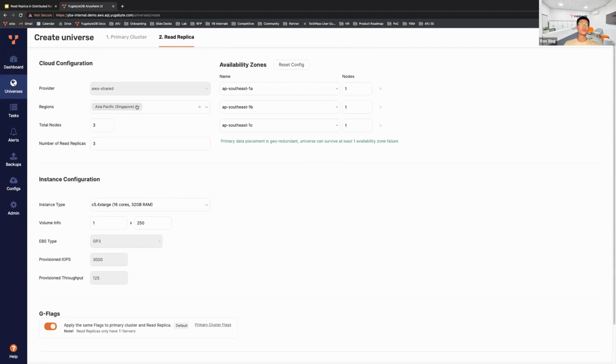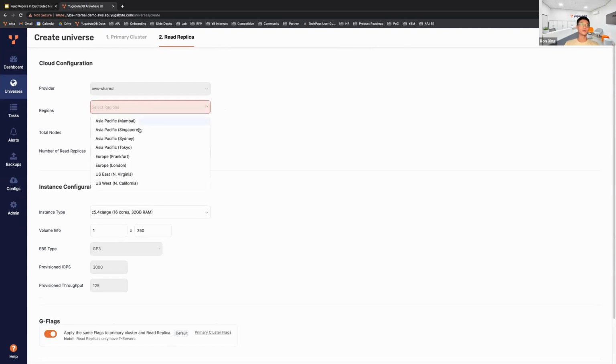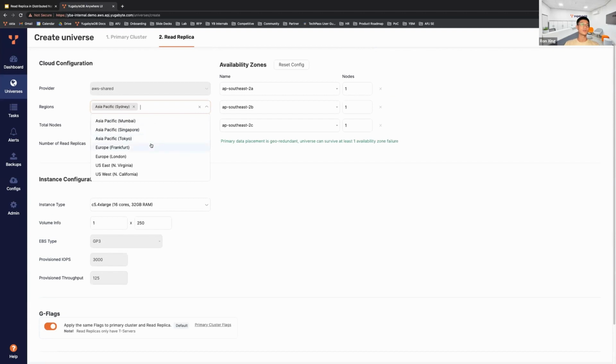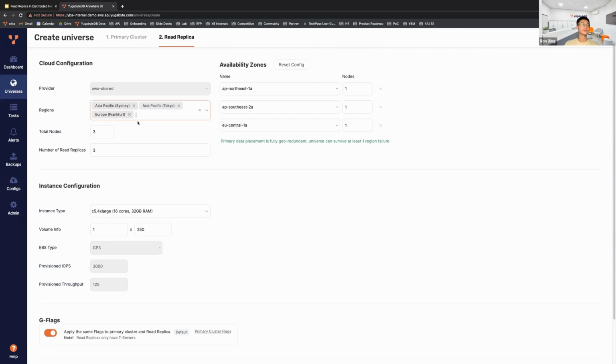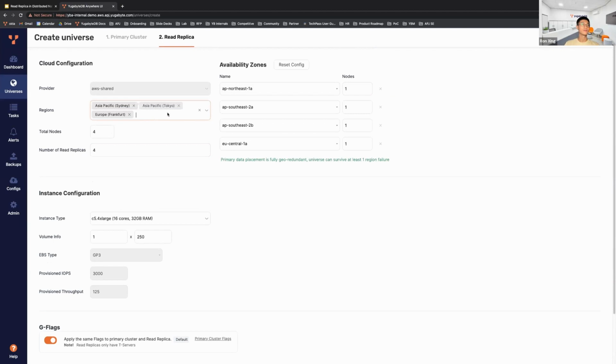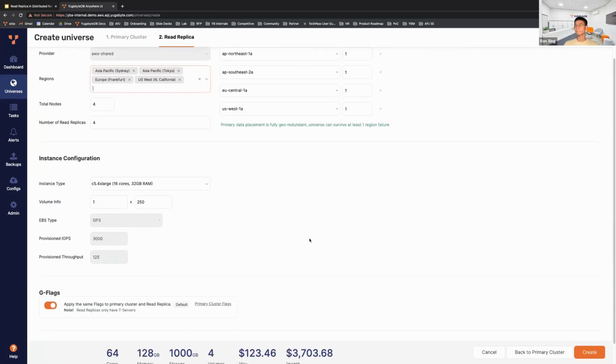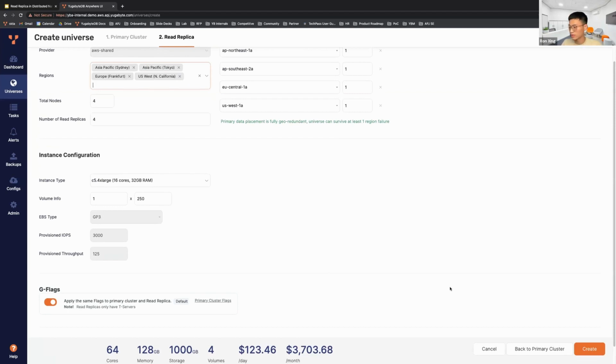Then you can decide where you want to spin up your replicas. It can be in Sydney, Tokyo, or Europe, Frankfurt. Then I can increase the copies, and I can have California, right? So if I have 4 replicas with a total of 4 nodes, then each node will have one complete copy of the data. I think that's all I want to demo here.